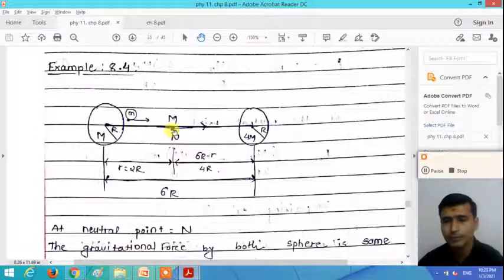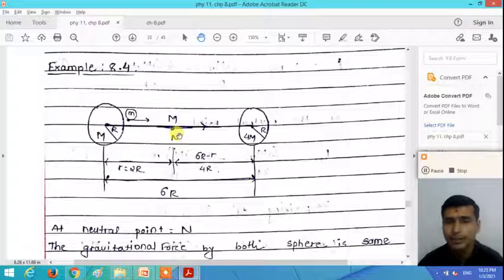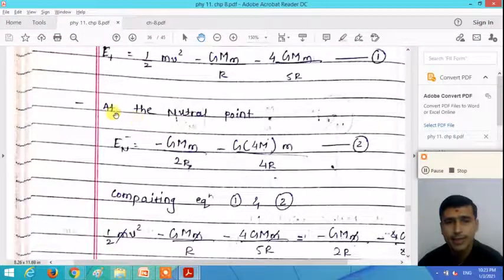So how do we get the potential energy due to the first sphere? Minus G, mass of the first sphere capital M, mass of the object small m, divided by distance 2r, and the potential energy due to the second sphere, that is minus G, mass of the second sphere 4m, mass of the object small m, divided by distance 4r, that is the potential energy at the neutral point, right? Understand? So that is the potential energy at the neutral point.